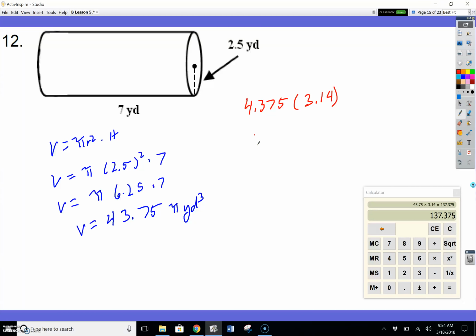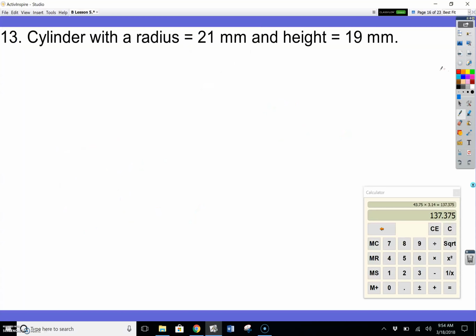That means it has about 137.378 yards cubed. Okay? All right, so let's go ahead now and look at this one.